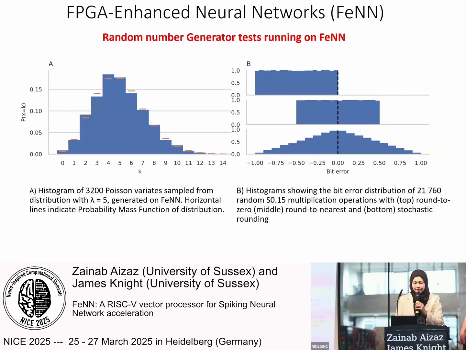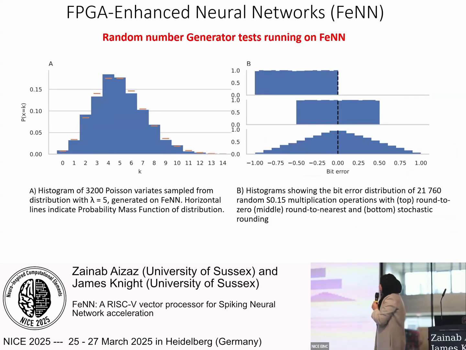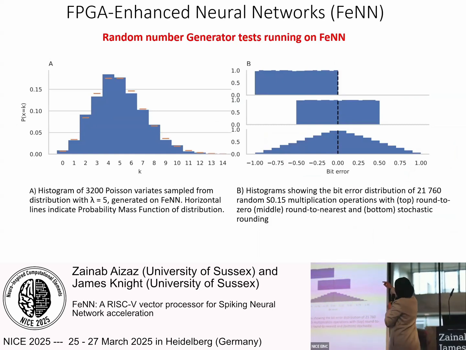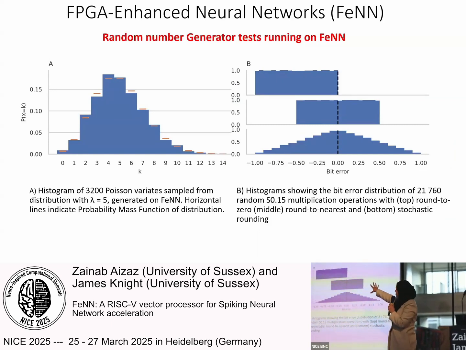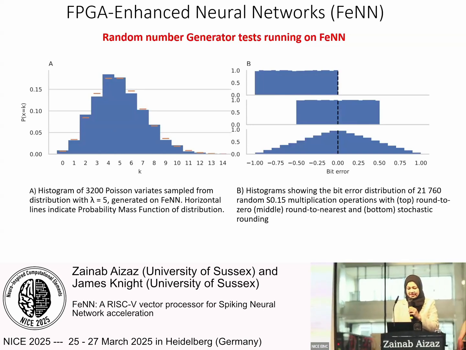So this is a simulation of Poisson over FeNN. The histogram in the left diagram has 3,200 Poisson variates sampled from a distribution with lambda equal to 5. Also, in the right diagram, we see that round to zero does not give us good results. It's really bad. Round to nearest is better, but still the rounding error is large for all the inputs. Here, in stochastic rounding for ALIF, the rounding error is large, but not for many inputs. So stochastic rounding worked really well for us in simulating ALIF neurons.